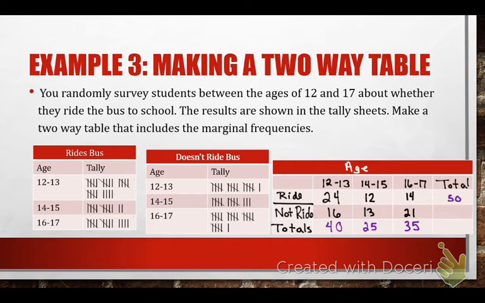50. And don't ride? Whoa. 46. Nope, 50 again. It's supposed to be equal.